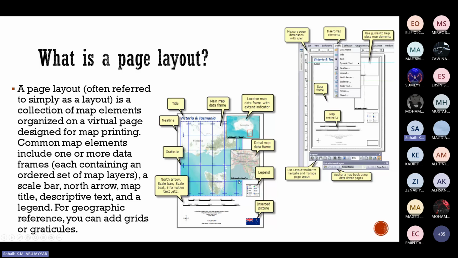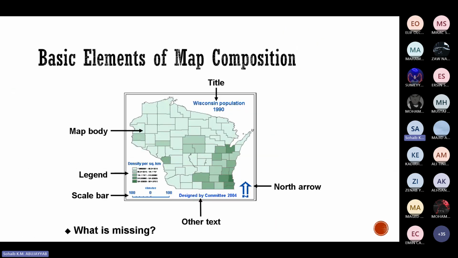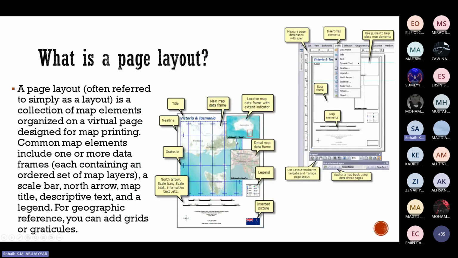In ArcMap, you will find a lot of details relevant to the elements, but these are the basic elements. Sometimes we add a grid on the map to show the coordinates. Sometimes we add a locator map. A locator map is another map in the corner showing the location of this map according to the larger or bigger area.